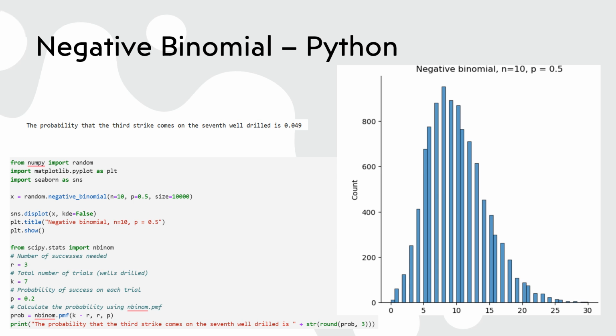Here you can see how we can use Python to calculate negative binomial PMFs and visualize them. We can use the binom function to model a negative binomial distribution. Here as an example, I have calculated the probability that the third strike comes on the 7th well drilled.